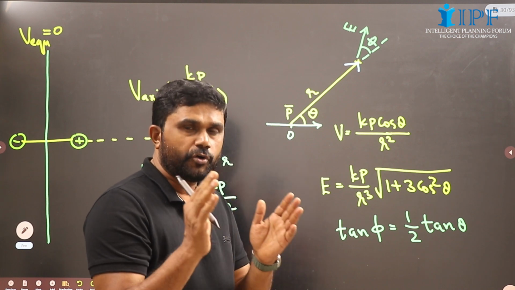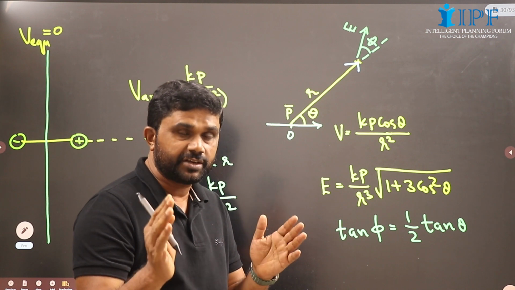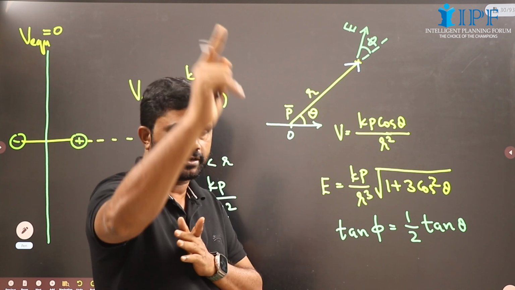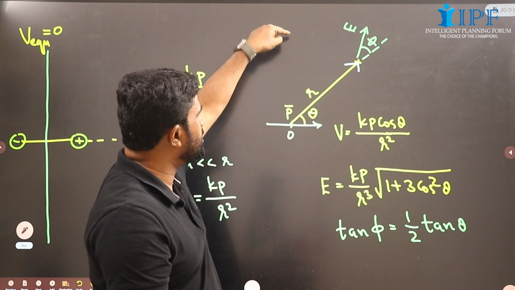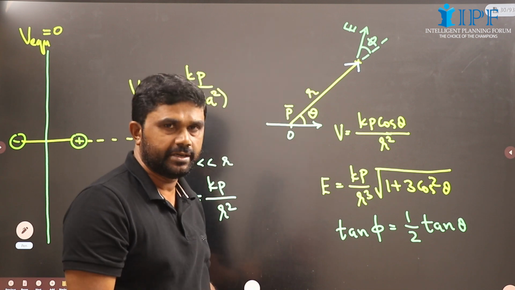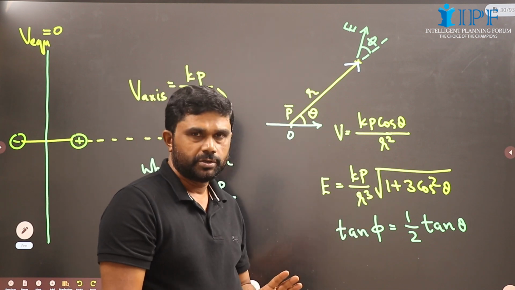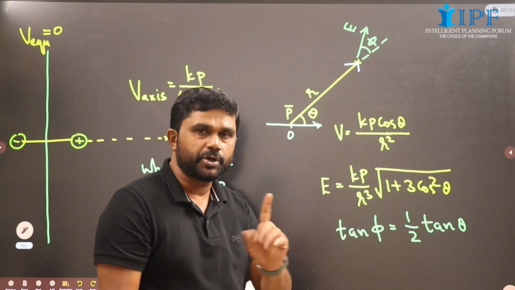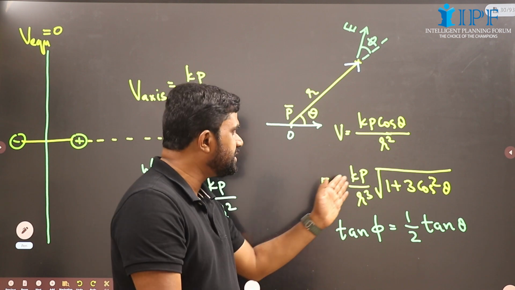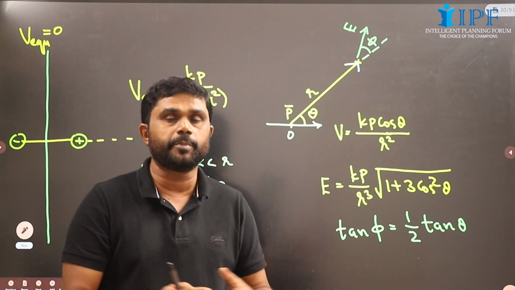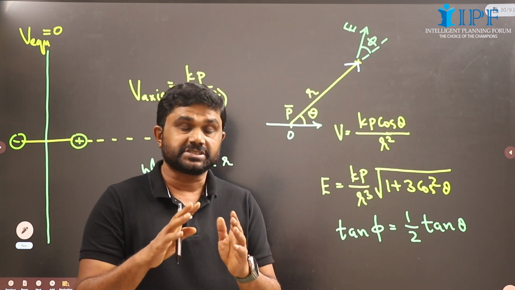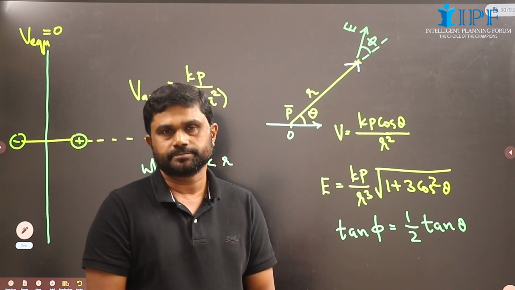Now suppose we want to find the intensity of electric field on the perpendicular bisector. Means the point of observation is here and theta will be 90. Cos 90 will be 0. So under the root there will be only 1. So the field intensity will be Kp by r cube. See, everything is the same as we got before.